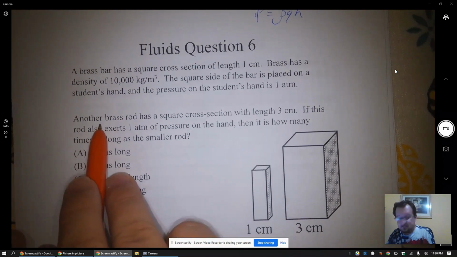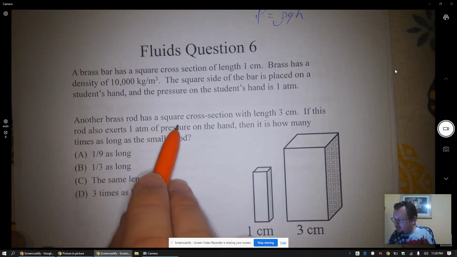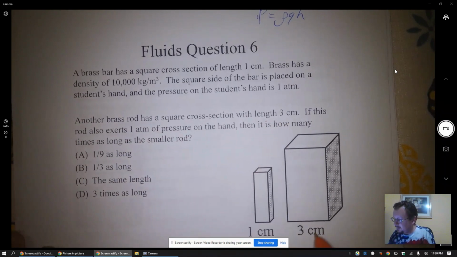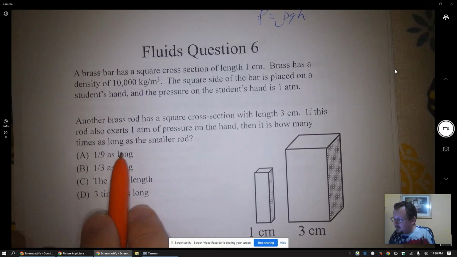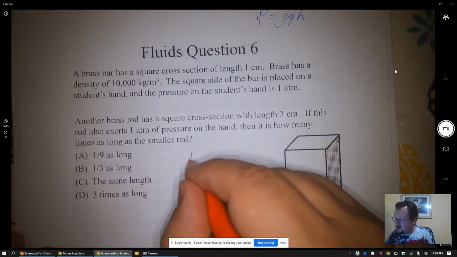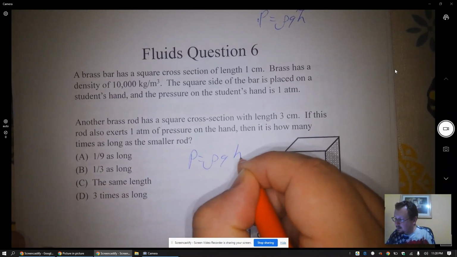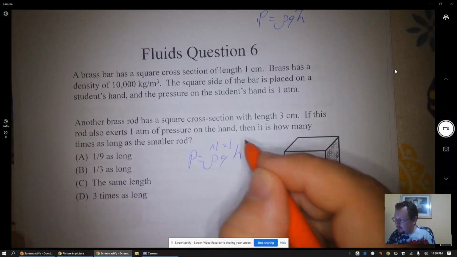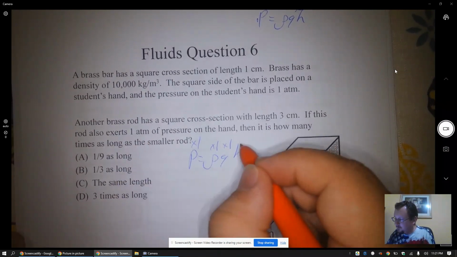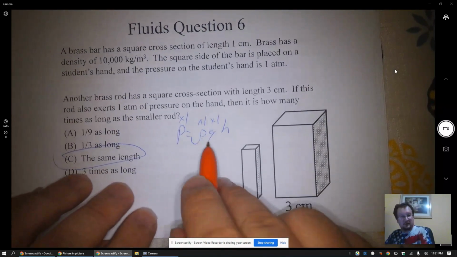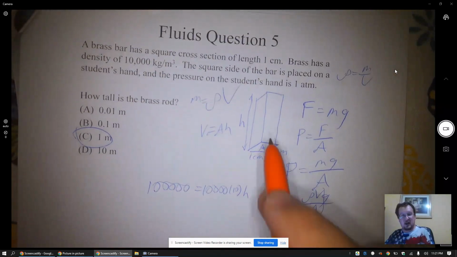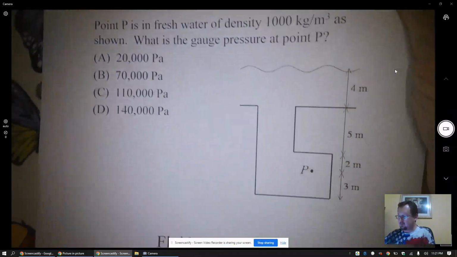Okay, so this is the same setup. Another brass rod has a square cross-sectional length of 3 centimeters. If this rod also exerts 1 atmosphere of pressure, then it is how many times as long as the small rod? We just said pressure is density, gravity, height. It's the same density, it's the same planet, it's the same pressure, 1 atmosphere, so it's going to be the same height, or the same length. So that's very interesting that you get that result from a solid. You think it describes a liquid, but it actually describes a solid.